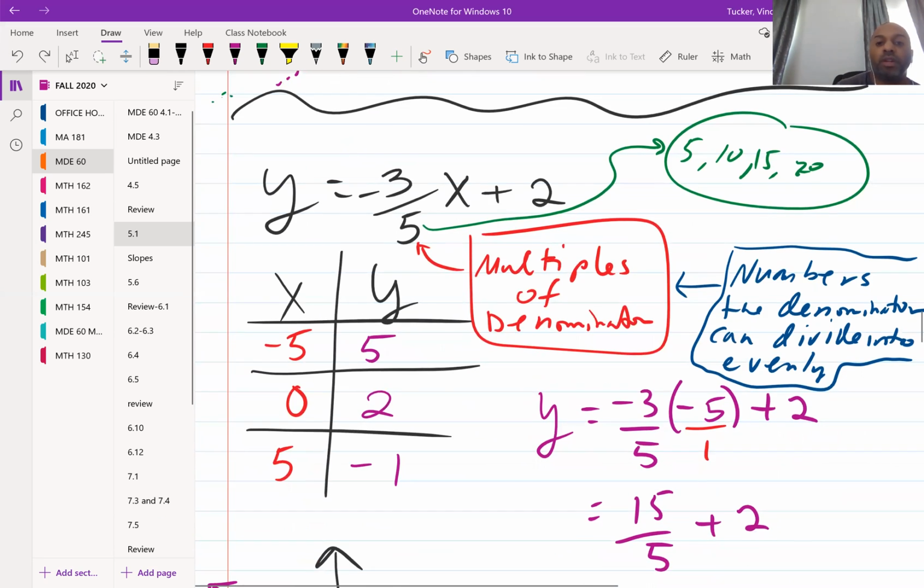So talking about choosing multiples of the denominator. These are numbers that the denominator can divide into evenly. So what I'm looking at are values like 5, 10, 15, 20, 25, 30, because the 5 can divide into that evenly. If I had 3 over 7, then I would be choosing numbers that 7 can divide into evenly. If it was 11 in my denominator, choose numbers that 11 can divide into evenly.